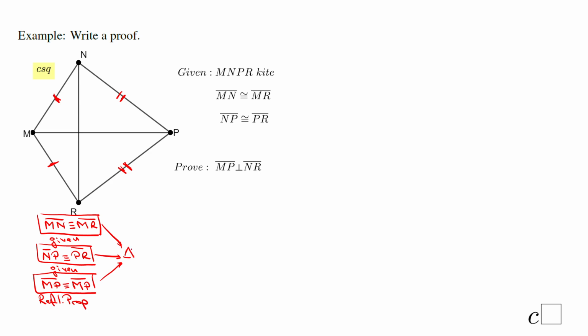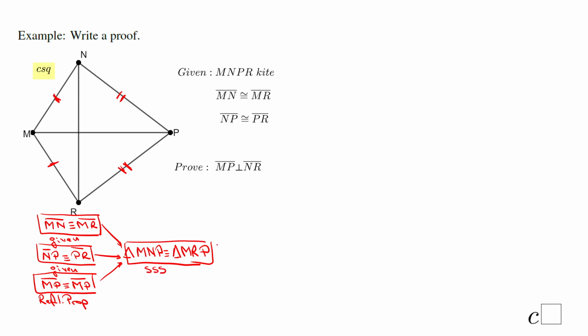Triangle MNP congruent to triangle, now let's be sure we put the corresponding parts, MRP. And the reason will be simply side, side, side postulate.